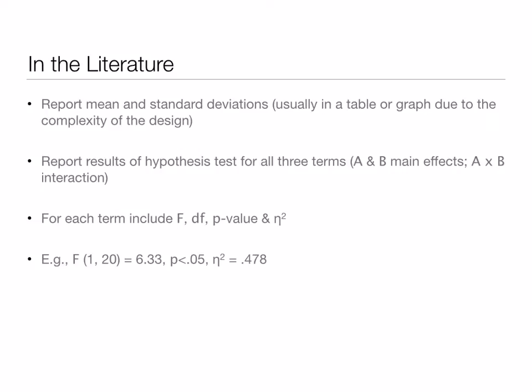An example of what that would look like is just like an F statement we've had previously. The only difference is that this would be, say, the F statement for factor A, and we would have another F statement for factor B, and another F statement for the interaction. So the only change here to the APA style is that, again, there's more of them. We only had one in repeated measures and one-way ANOVAs. Here we're going to have three.